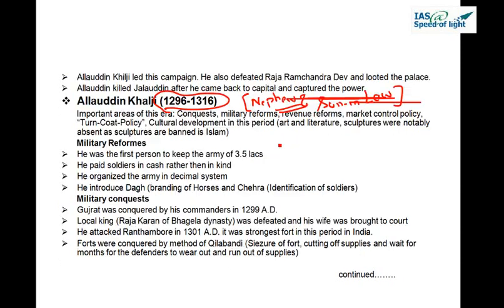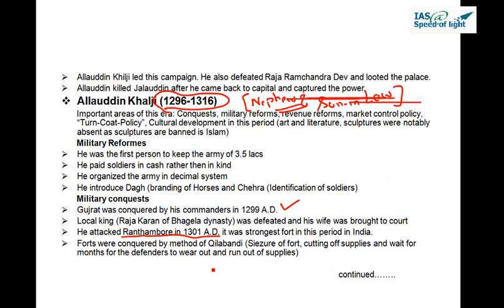So let us see on the screen now what we have discussed so far. Gujarat was conquered in 1299, we have discussed. Then he went towards Rajasthan. First was Ranthambore, we have seen. It was the strongest fort at that time.